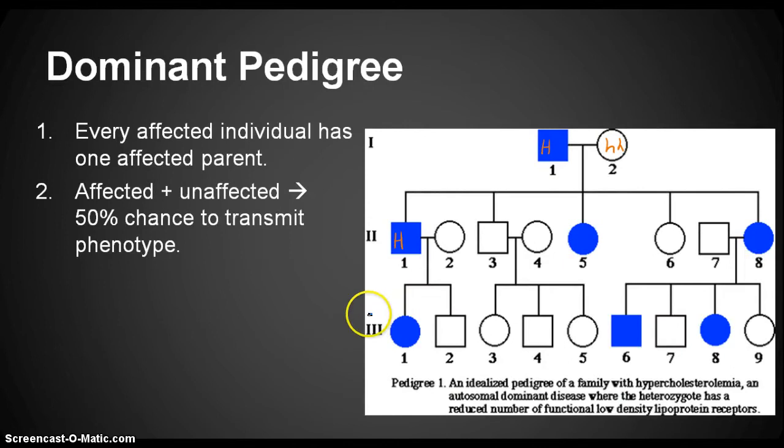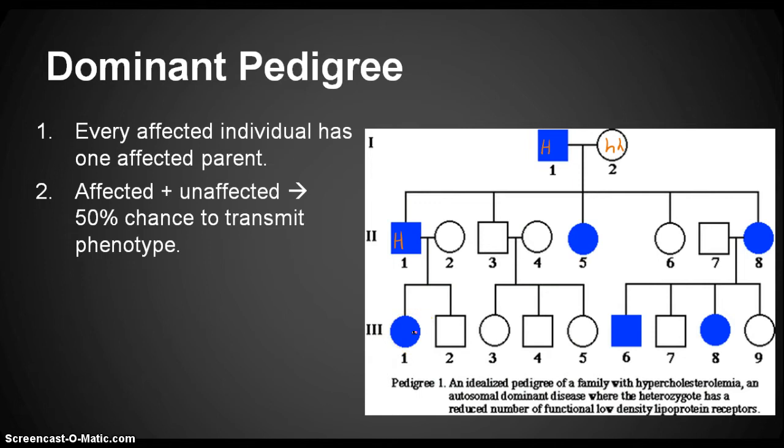Also, if we have an affected parent like we do here with individual 2-1, and they're married to an unaffected parent 2-2, those 2 parents have a 50% chance to transmit this phenotype. And we see in their children, we have just that. We have one of their 2 children showing this phenotype.